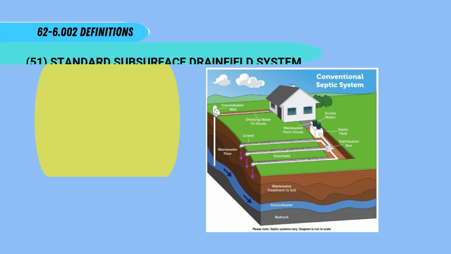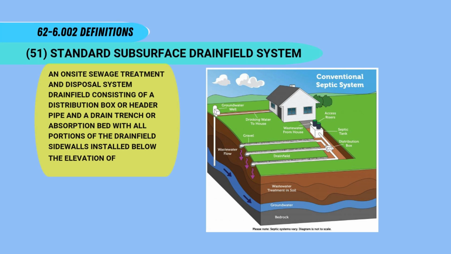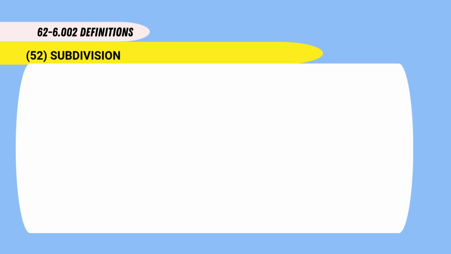51. Standard subsurface drainfield system, an on-site sewage treatment and disposal system drainfield consisting of a distribution box or header pipe and a drain trench or absorption bed with all portions of the drainfield sidewalls installed below the elevation of undisturbed native soil. 52. Subdivision 1.